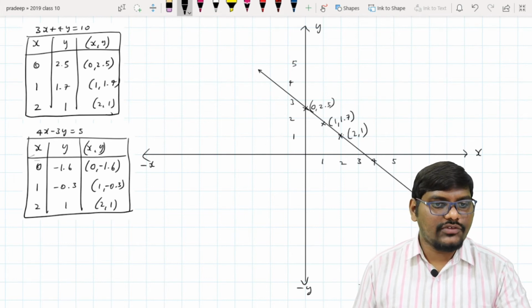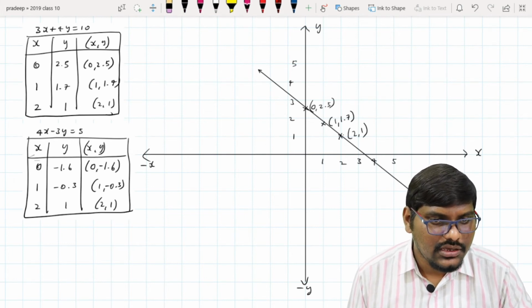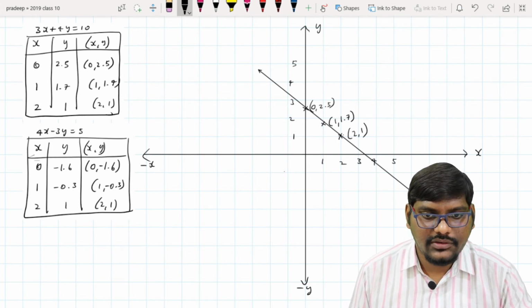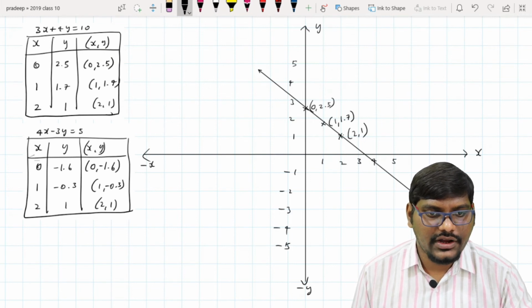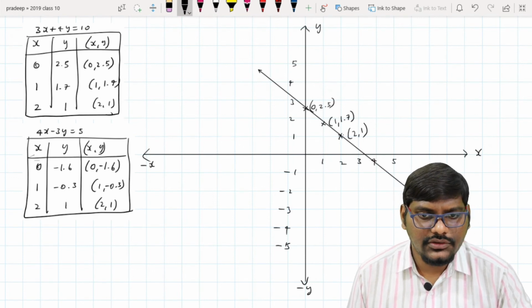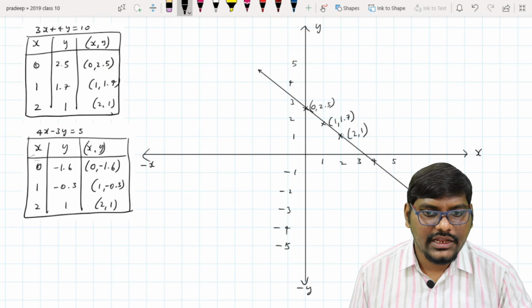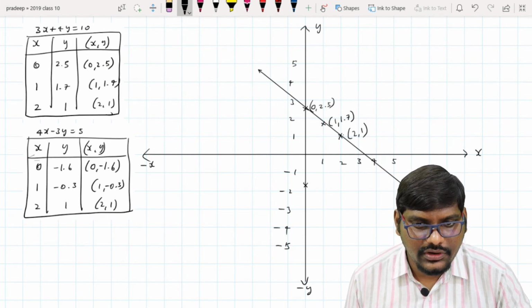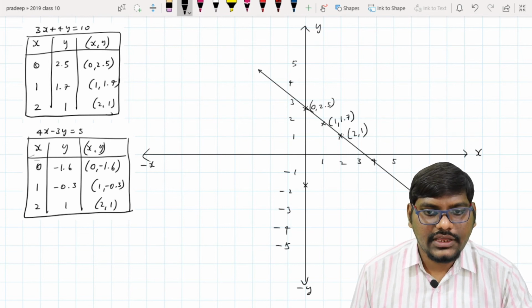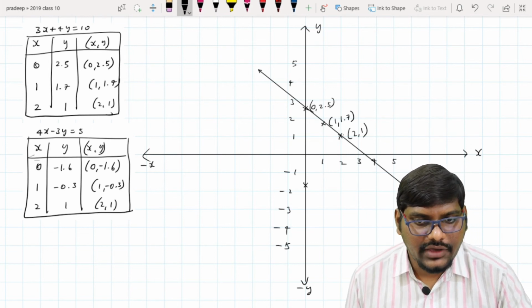We'll try to draw the graph for the second equation also. This is 0, minus 1.6. So 0 is here. Minus 1 means in minus x-axis. This is minus 1, 2, minus 3, 4, 5 we will write. So this is 0, minus 1.6, which means 0 in x-axis over here, minus 1.6 is almost around here. Okay, so this is 1, 0.3. So in x-axis 1 is here, and in y-axis is almost here. So we can simply write the point here approximately.